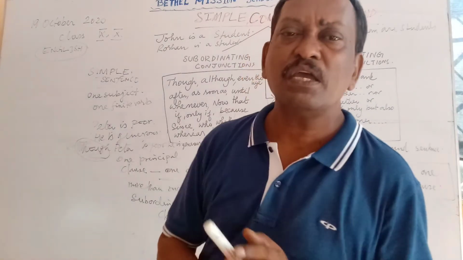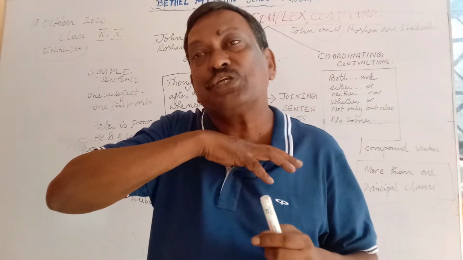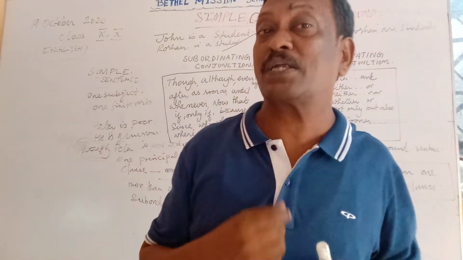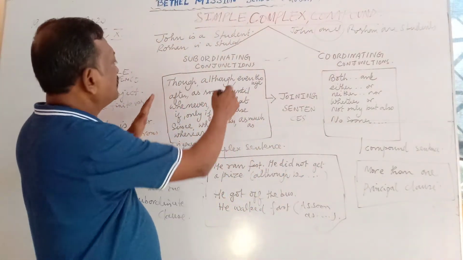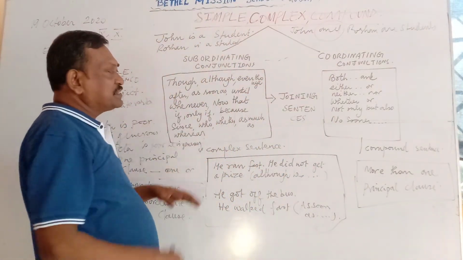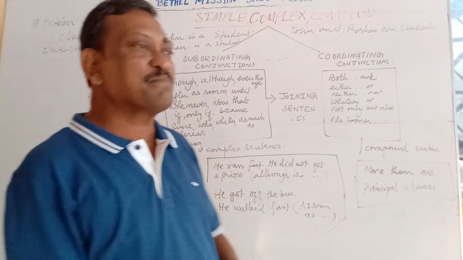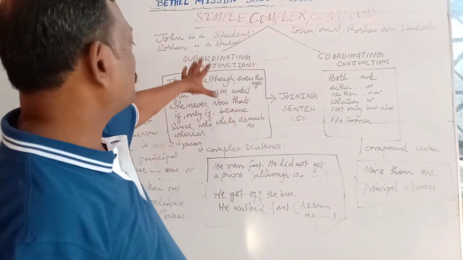Okay? Now, let us discuss these two kinds of conjunctions. Conjunctions can be broadly divided into two categories. Broadly. For example, as you see here, the first category, the first type, is subordinating conjunctions.